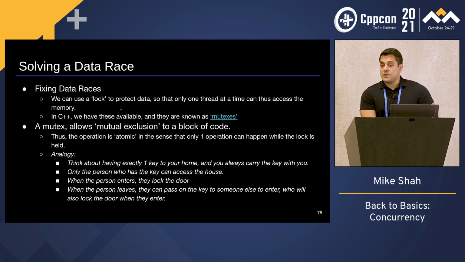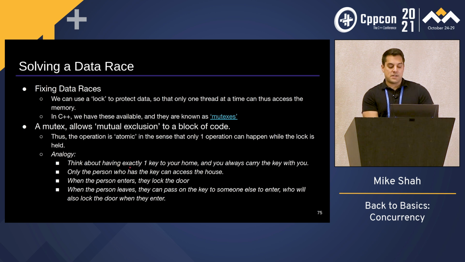So what we can do is use something called a lock to protect our data. Just like you use a lock to allow only one person to enter your home, we have locks in programming. That's one of our mechanisms. In C++, a lock, or standard lock, is what's known as a mutex. It allows mutually exclusive access to a block of code. We think of this as an atomic operation. We're able to protect a line or a series of lines of code so that only one thread can access that block of code.